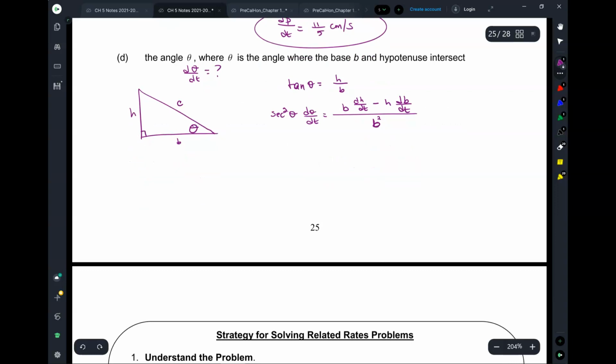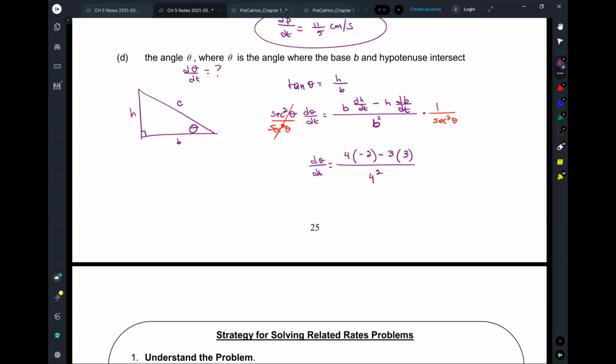Okay, so now, what are we solving for? d theta/dt. Well, that pesky little secant squared needs to get out of there. Dividing by secant squared theta is the same as multiplying by 1 over secant squared theta. Okay, we're going to ignore that for a little bit. d theta/dt is equal to, let's see what we can substitute here. What was b? 4. dh/dt minus h, which is 3, times db/dt, also 3, over 4 squared.